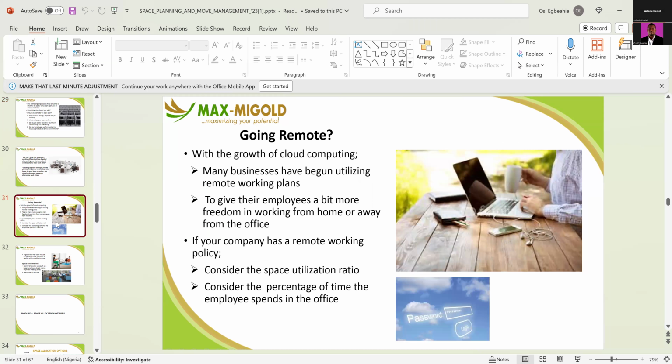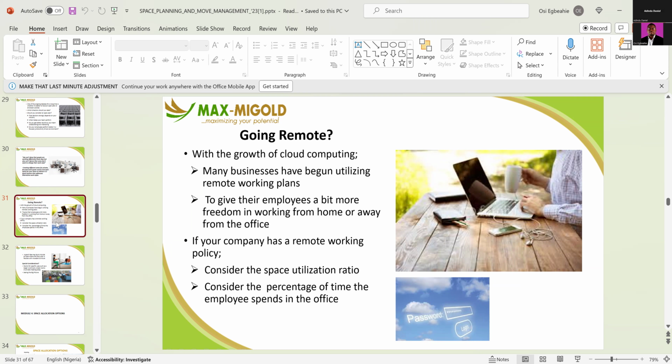You know how to go about the use of these spaces. Then, going remote. Most offices now, most organizations, are beginning to do this. With the growth of cloud computing, with the growth of the cloud system, many businesses have begun utilizing remote working plans, whether they like it or not, because of COVID-19. Most organizations were forced to allow their staff to work remotely, to give employees a bit more freedom in working from home or away from the office.